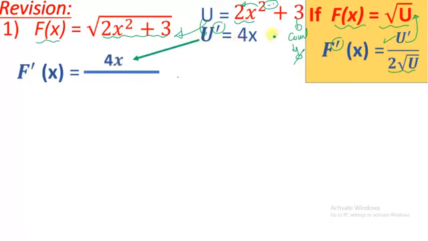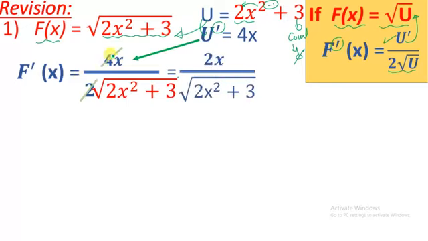over 2 radical u. We will put 2 because it is in the rule, multiplied by the function we have, radical 2x squared plus 3. Now we will cancel 4 and 2 to get 2x over radical 2x squared plus 3, and we get the derivative.